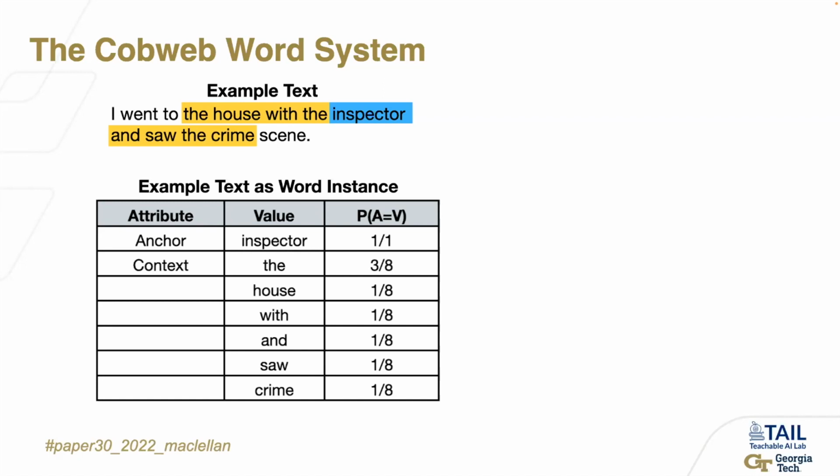As the instance description shows, in the word system we're extending the original Cobweb representation, which normally would have just been attribute and value. Now we extend it to also include a probability distribution over each of the attributes. So anchor in this case is 1 out of 1 because there's only one anchor word. But for our context, we have a probability distribution representing how likely these words are to appear in the context. You can see the word the appears 3 times in the context, so 3 out of 8 is what we store in our instance description.